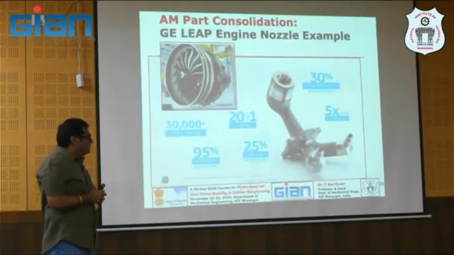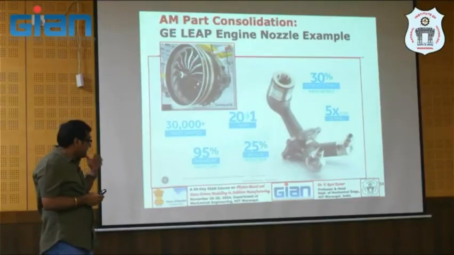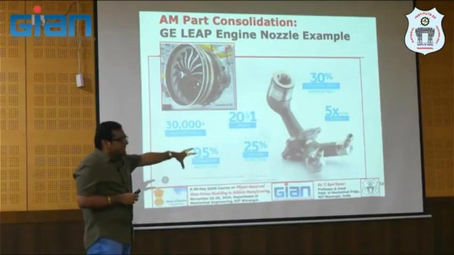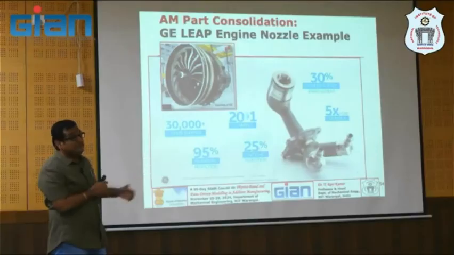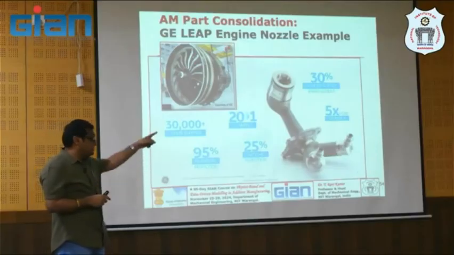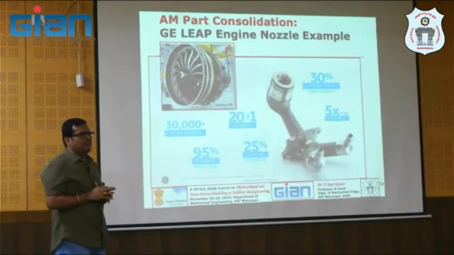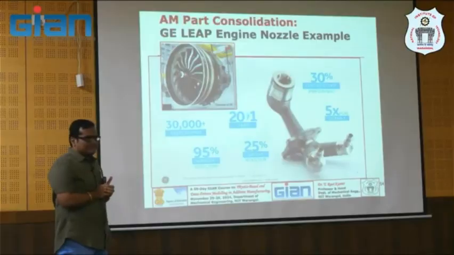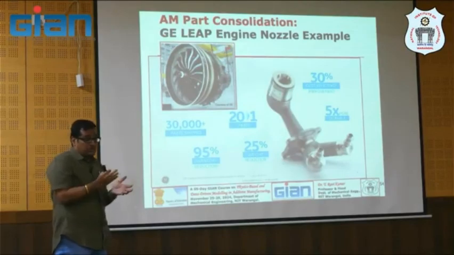Yeah, this is a well-known case study, again from GE, right? And part consolidation, if you try to see, earlier it was 20 parts, and now it is only a single part. All your 20 parts are now made as a single component like this, right? So then you have at least 18 nozzles in a single engine. So you have 2 engines in an aircraft, right?